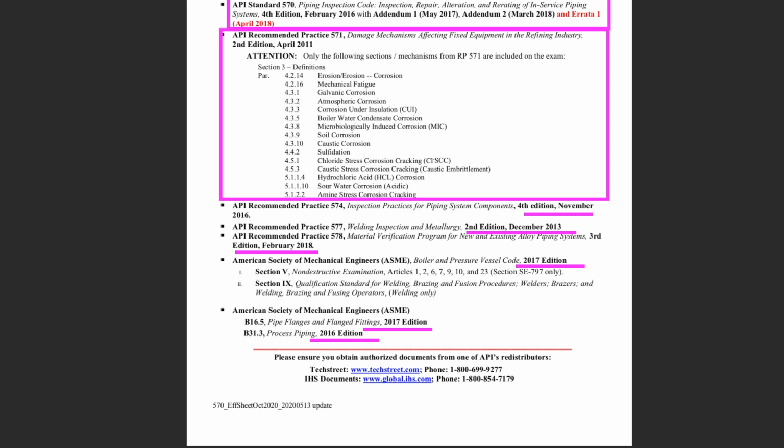In addition to this, there are 4 ASME codes to be used, that is Section 5, Section 9, B16.5 and B31.3. All should be the latest edition.